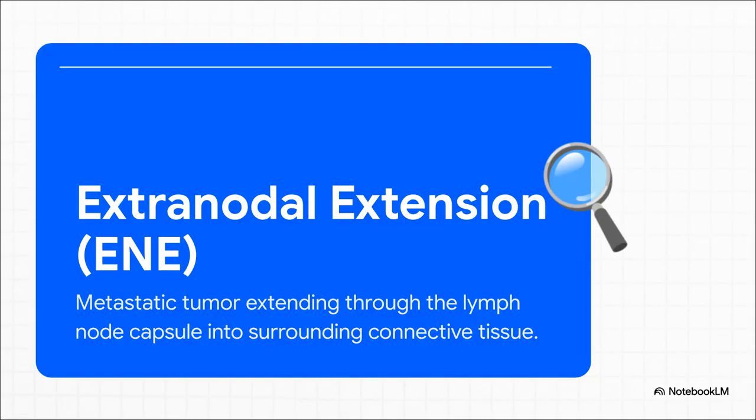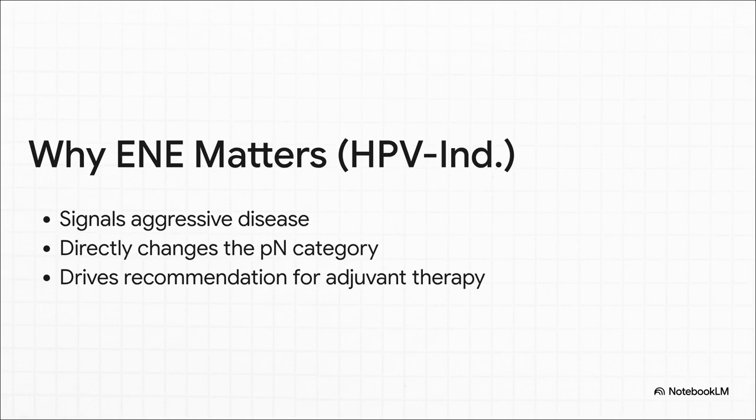Now, within any of those positive lymph nodes, there's one feature you need to be on high alert for. It's called extranodal extension, or ENE. All this means is that the tumor has literally busted through the wall of the lymph node and is now growing out in the soft tissue of the neck. So why do we care so much about ENE?